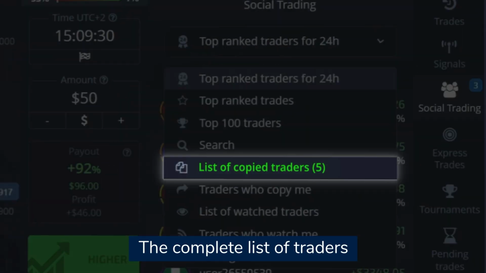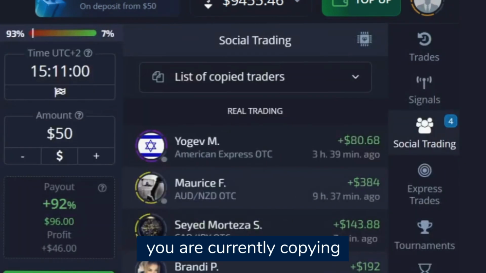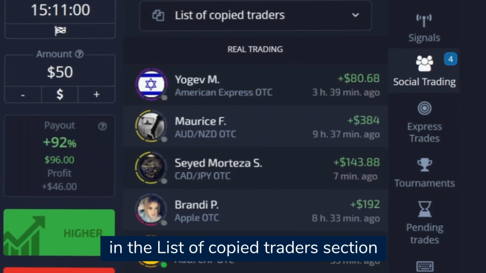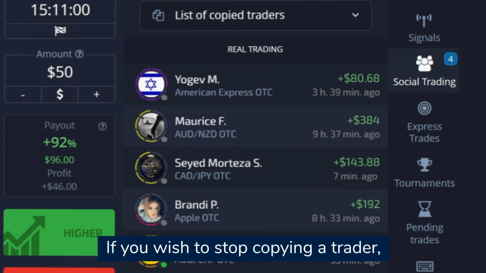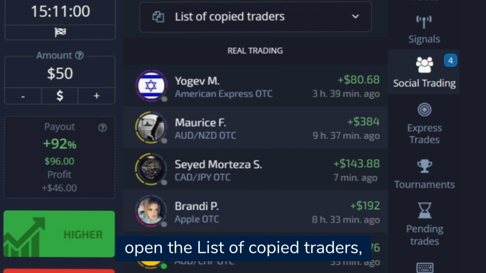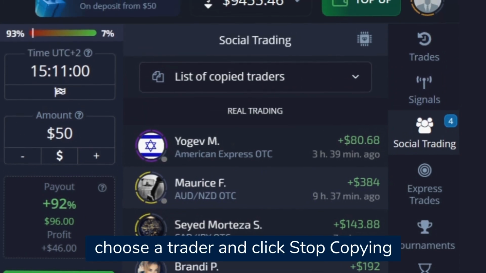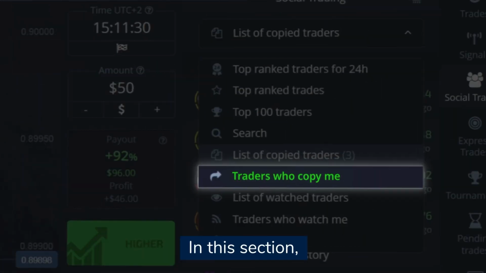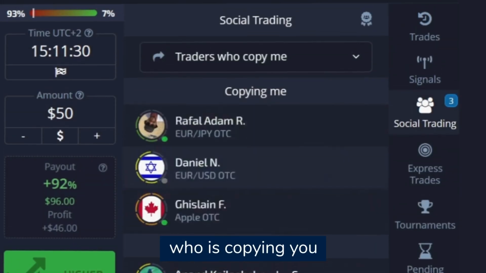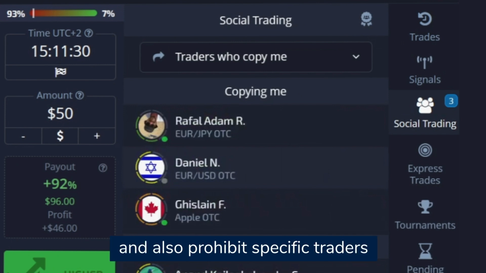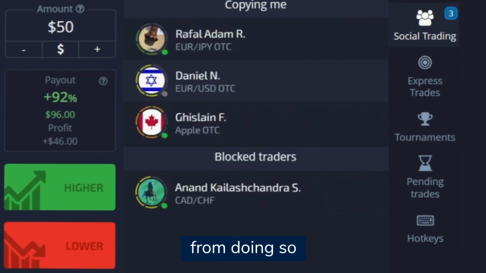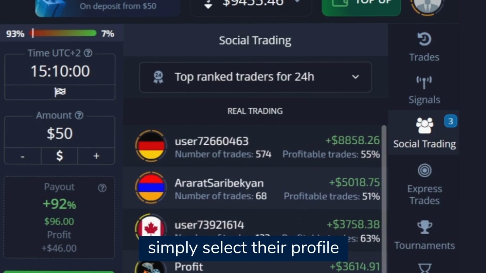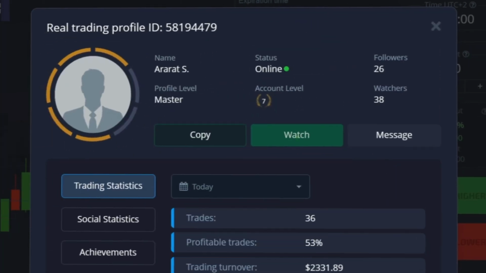The complete list of traders you are currently copying or have copied before is available in the List of Copied Traders section. If you wish to stop copying a trader, open the List of Copied Traders, choose a trader, and click Stop Copying. In this section, you can see everyone who is copying you and also prohibit specific traders from doing so. To follow a trader, simply select their profile and click Watch.